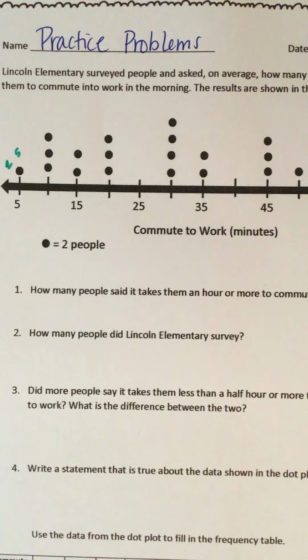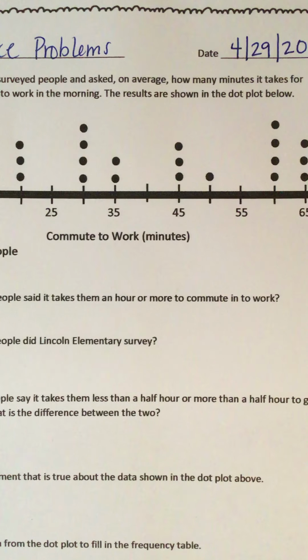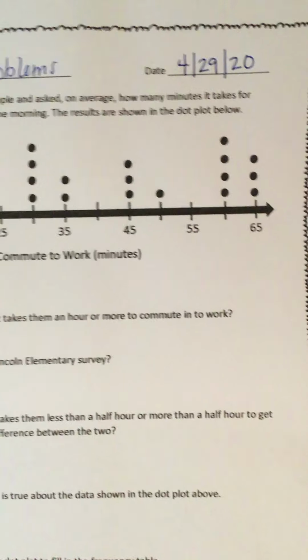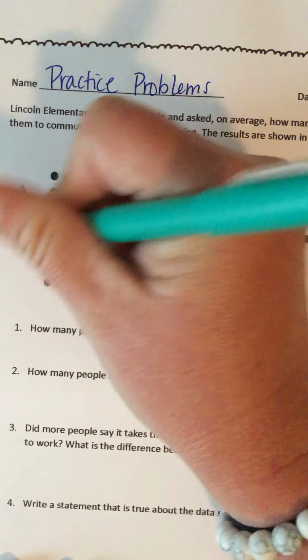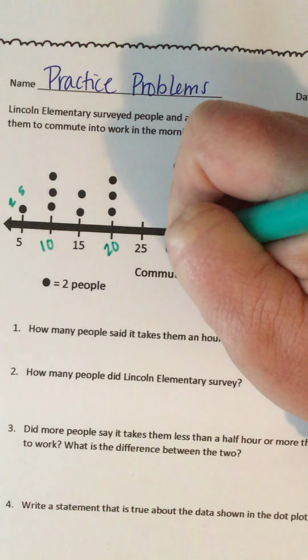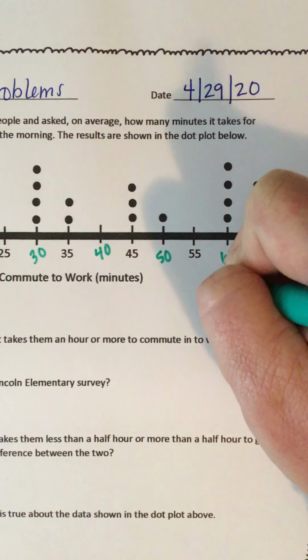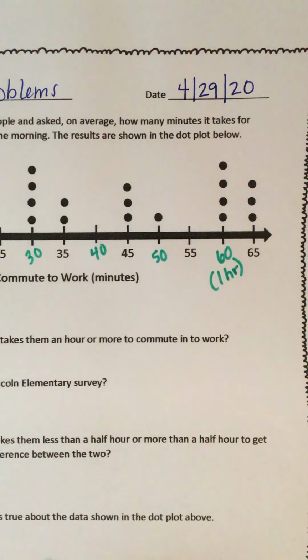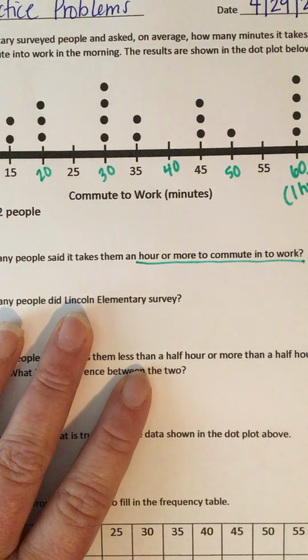So the question says, how many people said it takes them an hour or more to commute into work? So again, this is minutes, so it's 5, and you might even want to add in the extra numbers, but it's 5, 10, 15, 20, 25, 30, 35, 40, 45, 50, 55, 60. So this is your hour mark. And then 65. So 60 minutes is 1 hour. So we're looking for how long it takes them for an hour or more to commute into work.